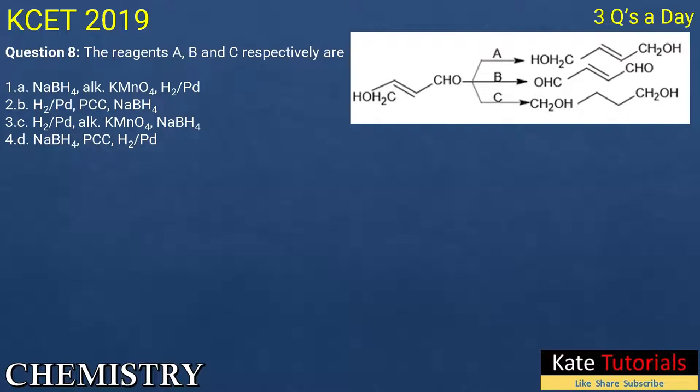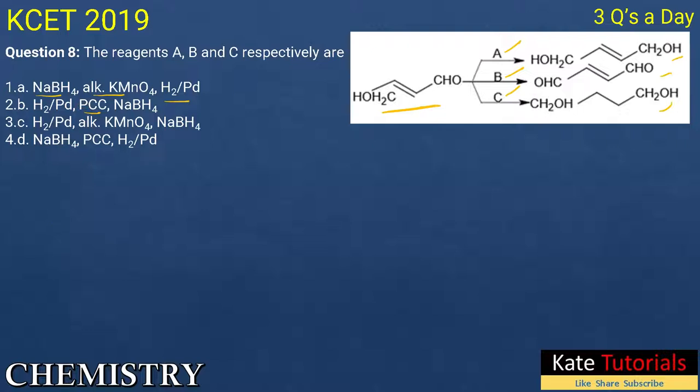Coming to question number 8, the reagents A, B, C respectively are. Here this is the reaction at the left side, and we are getting three products when we add three reagents A, B and C. We have to tell which is A, which is B, which is C. Unless you know about these reagents, you can't answer. They have given NaBH4, alkaline KMnO4, hydrogen in presence of palladium, and PCC. About these reagents you should know.